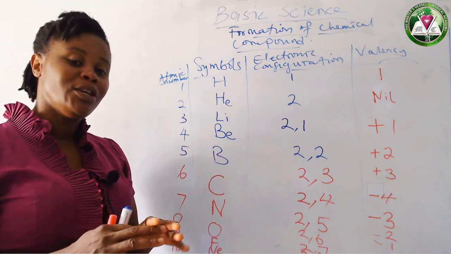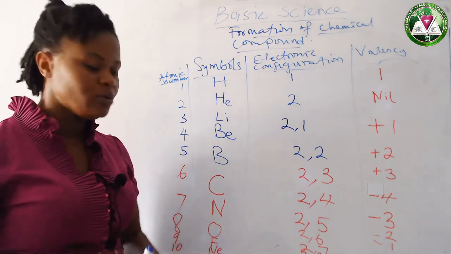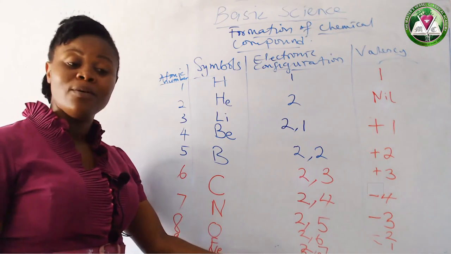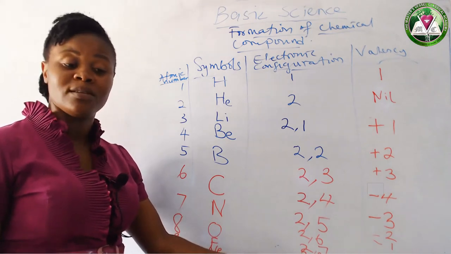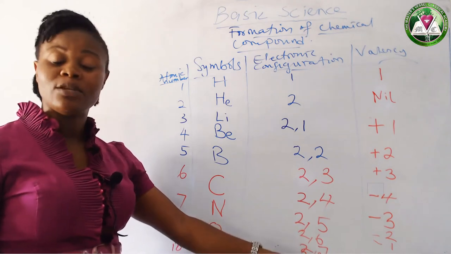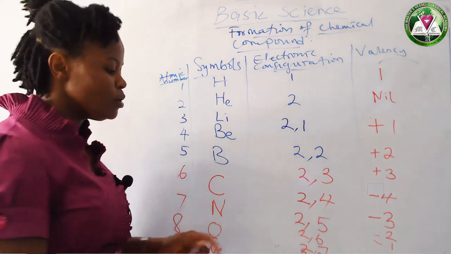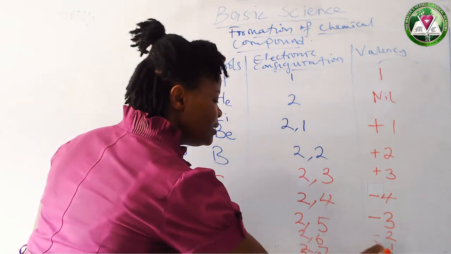You know how the nobles behave? They behave, I don't need you. I can do it on my own. That's the way they behave. We don't need other elements to react with us. We can stay on our own. That's the noble gases. Sometimes we call them inert gases or rare gases. Okay. So this one, you have nil.